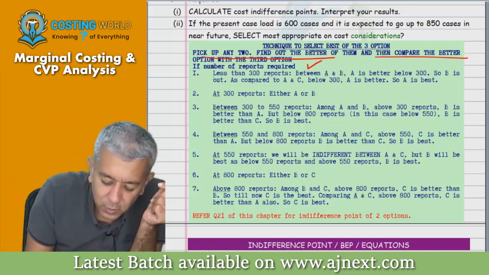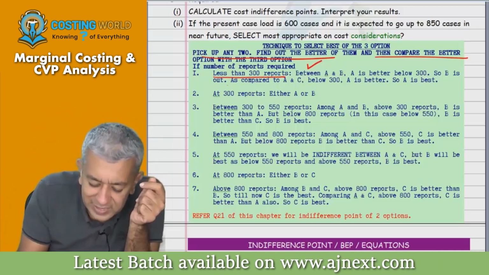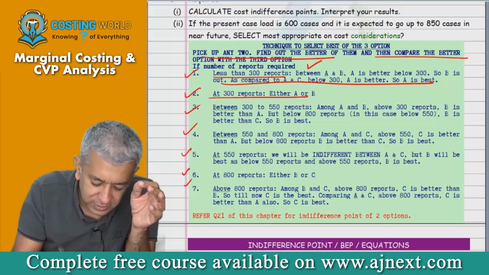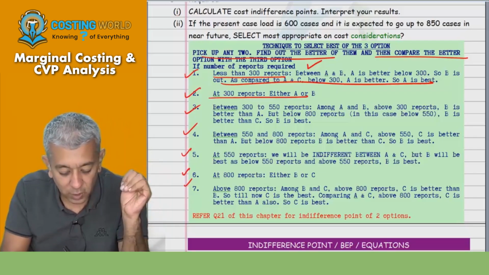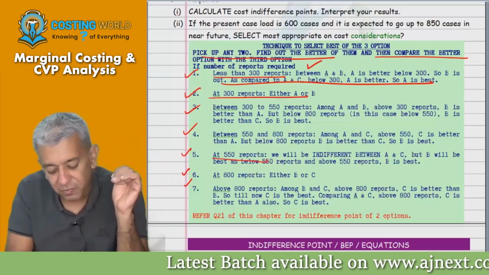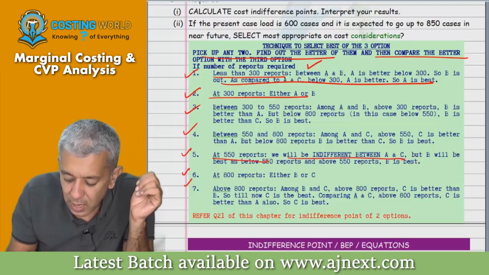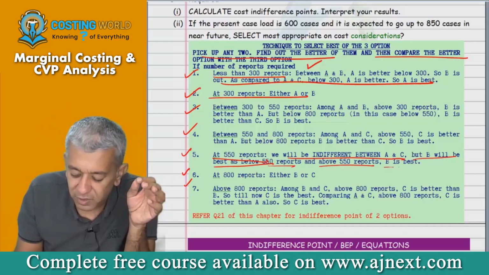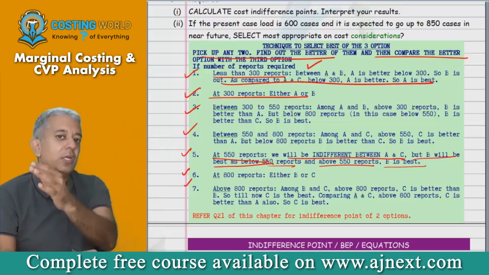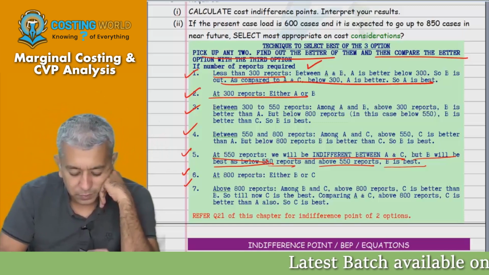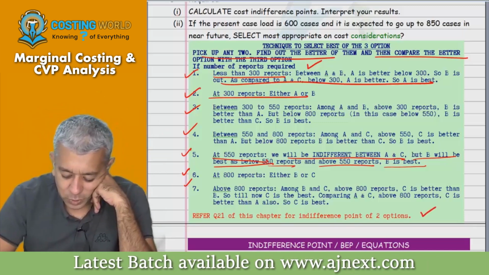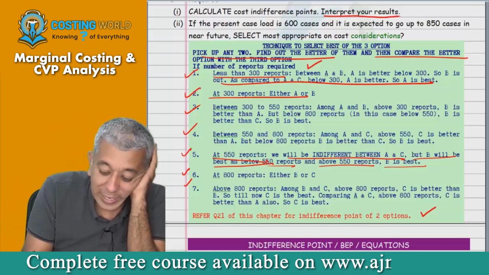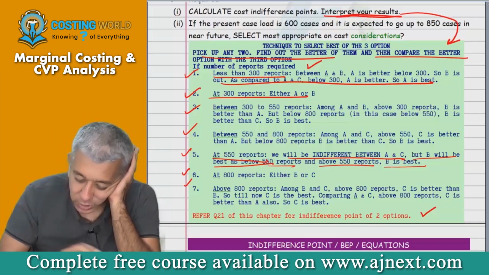If the number of reports required is less than 300, exactly whatever I spoke, all those things I have given over here. I'm not going to read 1, 2, 3, 4, 5, 6, 7. But in this case, what I've written for 550, try to see. At 550 reports, we will be indifferent between A and C. But B will be best, as below 550 reports and above 550 reports, B is the best. On this side also B is the best. On this side also B is the best. So ultimately B will be the best option. Refer question number 21 for indifference point of 2 options. We are doing this particular question after that only. So not a problem. This was interpret your result. So this is your interpretation. You can just draw an arrow like this.